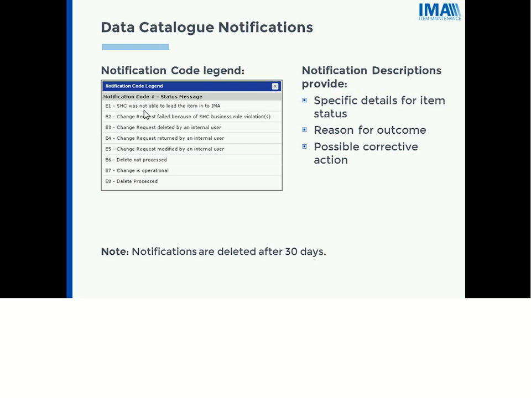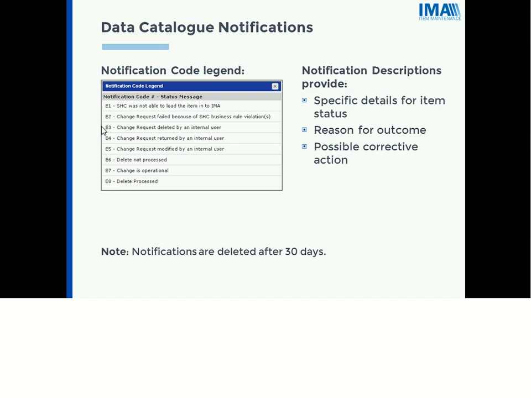For E2 through E5, it looks like all of those have to do with change requests. So anytime that you sync over a change request, you will first off be alerted that it was successful or that it failed. So here we have change request failed because of a rule violation. Then we have that the change request was deleted by an internal user, or if it was returned by an internal user, you'll get a notification. Also, if the change request that you sync over, again, gets modified by an internal user before it goes operational, you'll get a notification about that as well.